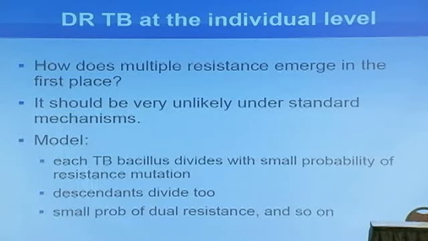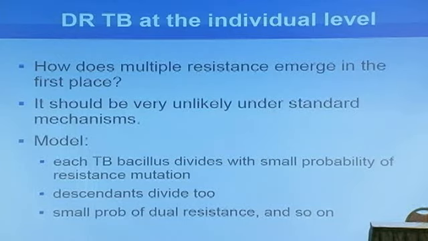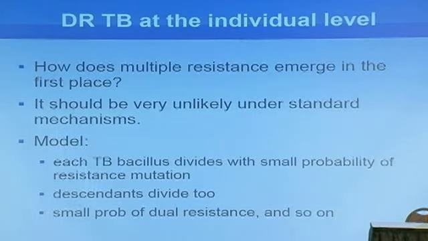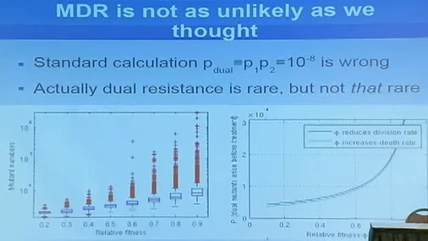So we looked at a mathematical model in which each bug divides. Each time it divides, it has a very small probability of a single-point mutation conferring resistance to isoniazid or rifampicin. And then the descendants, so let's say that one happens and you get a single mutant, those descendants also divide, and each time they divide, they have a probability that they get a further resistance mutation. So this is probably pretty standard. The standard calculation that you see in a lot of TB papers is this.